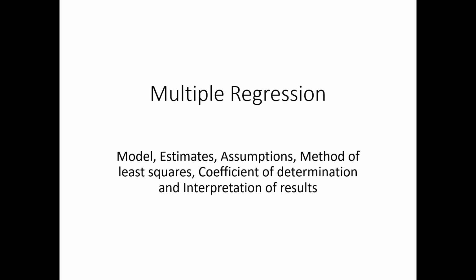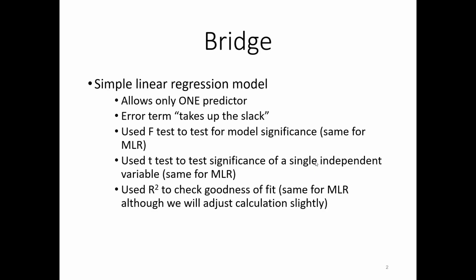Okay, so in this unit, we'll do the model, very similar to what we saw in simple linear regression. Estimates, of course, of the coefficients, very important. Again, we saw that in simple linear regression. So the assumptions stay the same. We use the method of least squares, so that's a commonality. Coefficient of determination, similar interpretations, slightly different in calculation, and the all-important interpretation of results. Because, of course, we are in an applied field, in an applied degree program. Therefore, applications are extremely important to us.